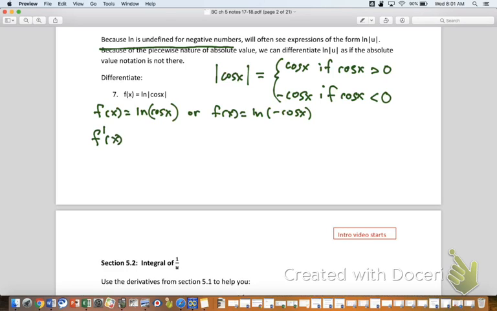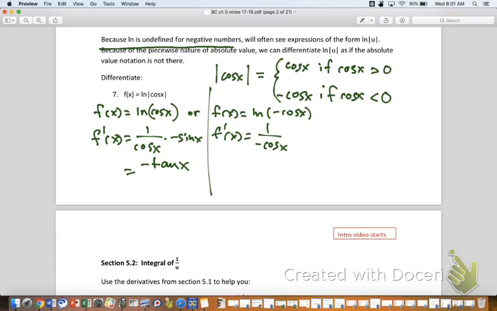So f prime equals, over here, 1 over cosine of x times negative sine of x, just like we said at the start. And so that equals negative tangent of x. So then we got this other part. Well, what if it's where cosine is negative, and so we have to do the opposite of it? Right, exactly. So f prime of x equals 1 over negative cosine. And this is the part where you're like, oh, this is going to be totally different. But wait, what's the derivative of negative cosine? That's right, so positive sine. And so then positive sine over negative cosine is still negative, and it's negative tangent. So it's the same thing.